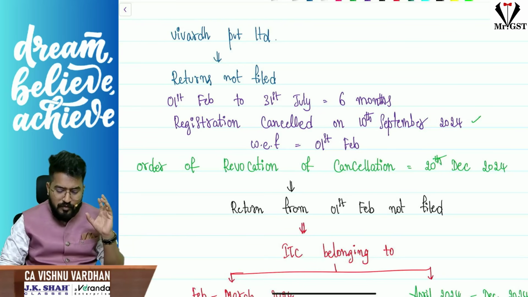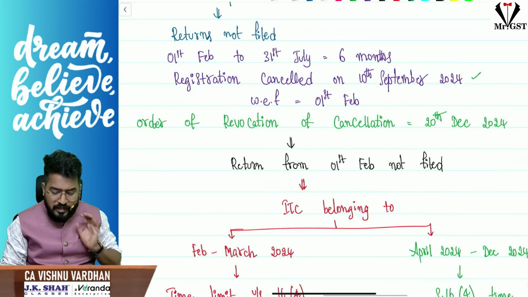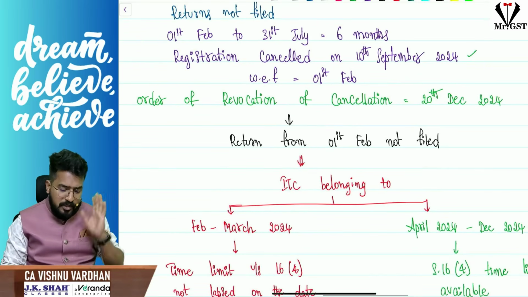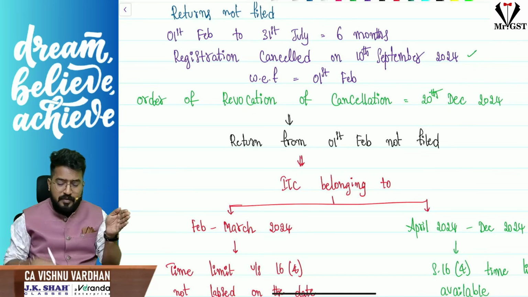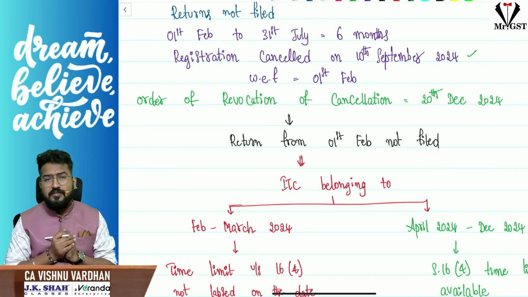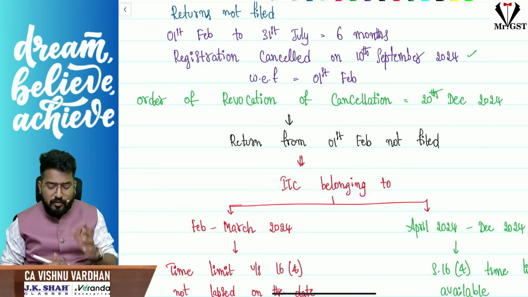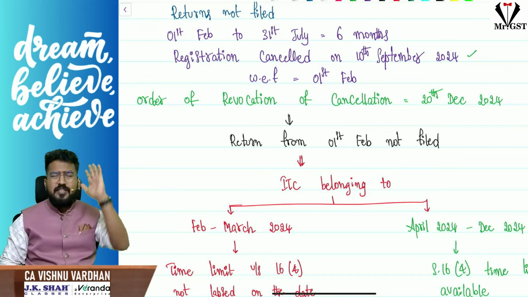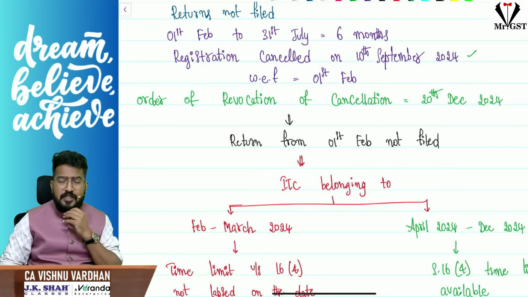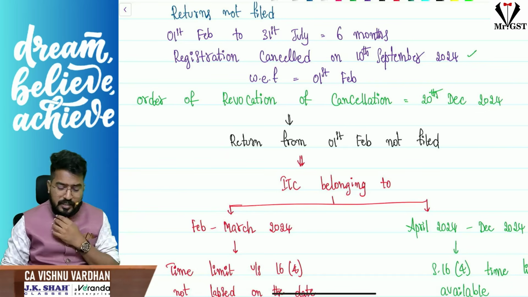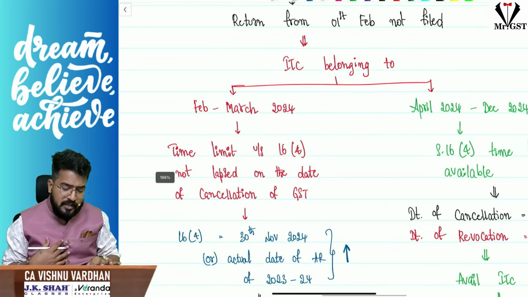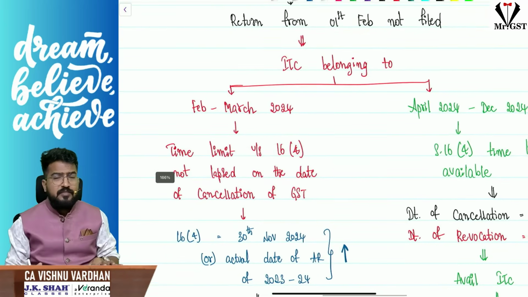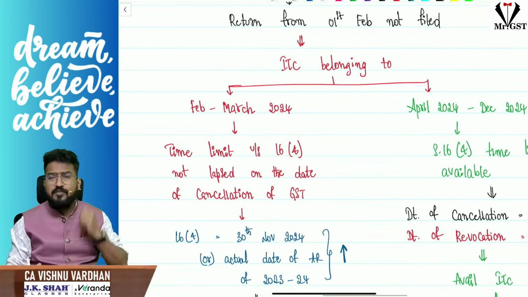Now here what we have to see is, sir, what is the period of cancellation of registration? Sir, the order of cancellation is given on 20th December, but it is cancelled from 1st Feb. So from 1st Feb, I am not able to file the returns. Now, sir, when I go for the revocation, I get it somewhere around 20th December. Sir, please understand, when I get the revocation on 20th December 2024, I was not able to file returns from 1st Feb, correct? Because registration is cancelled from 1st Feb.